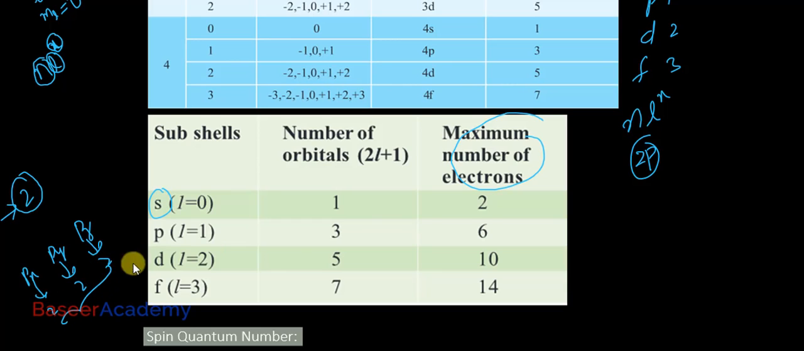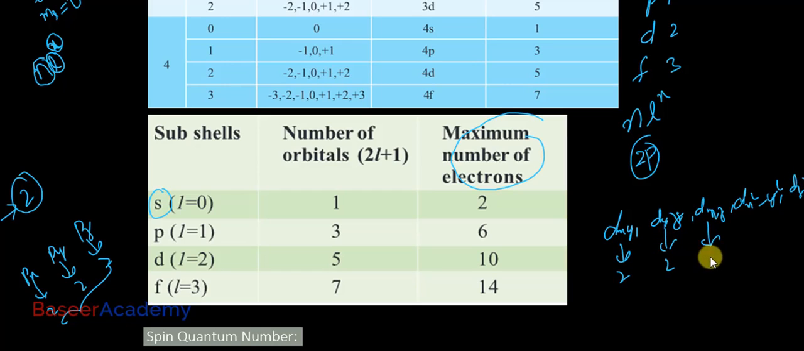So altogether how many electrons will be there? 6 electrons. D subshell has 5 orbitals: dxy, dyz, dxz, dx square minus y square, dz square, and each orbital will have a maximum of 2 electrons. 2 plus 2 is 4, 4 plus 2 is 6, 6 plus 2 is 8, 8 plus 2 is 10. So D will have a maximum of 10 electrons.